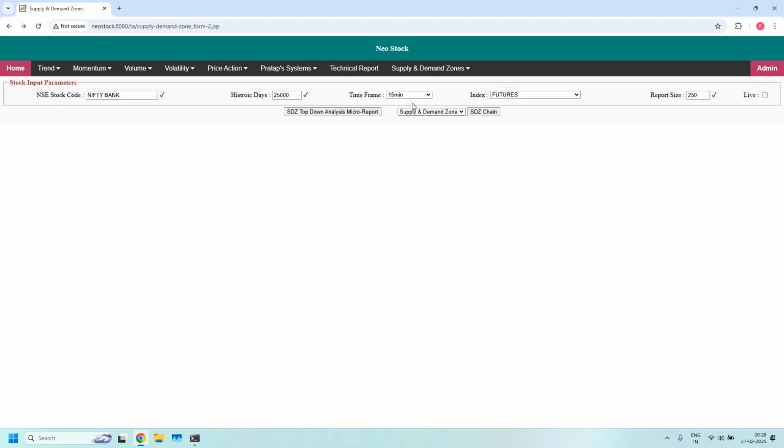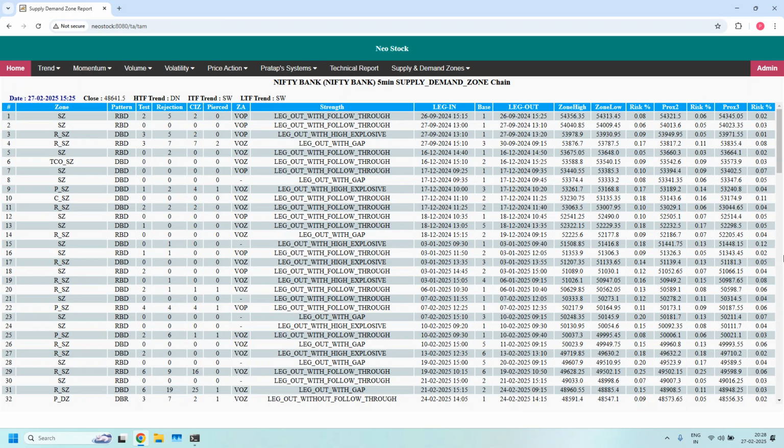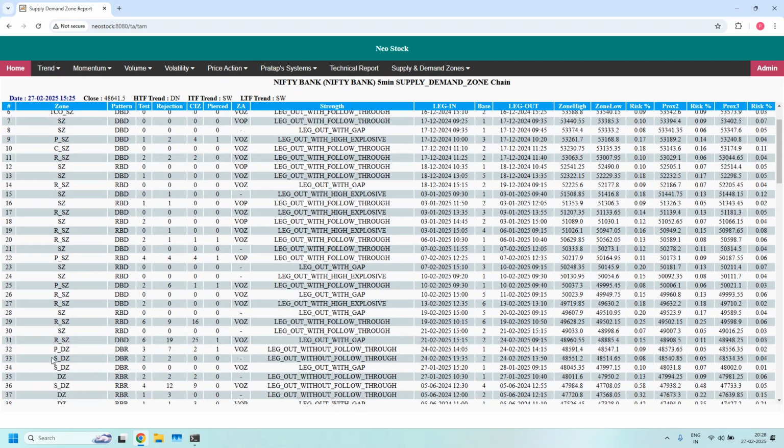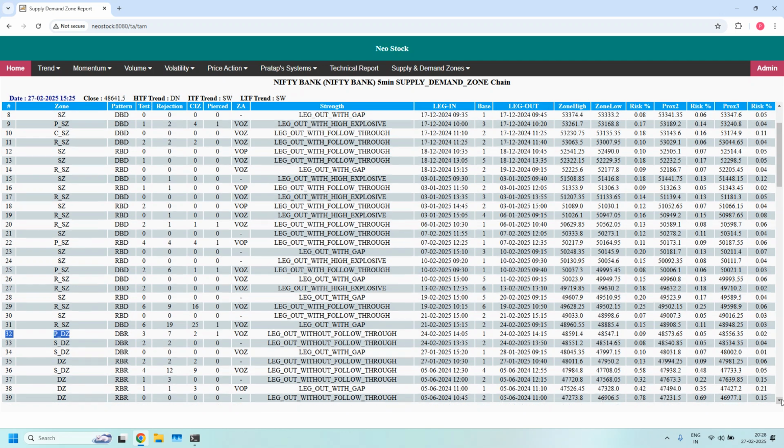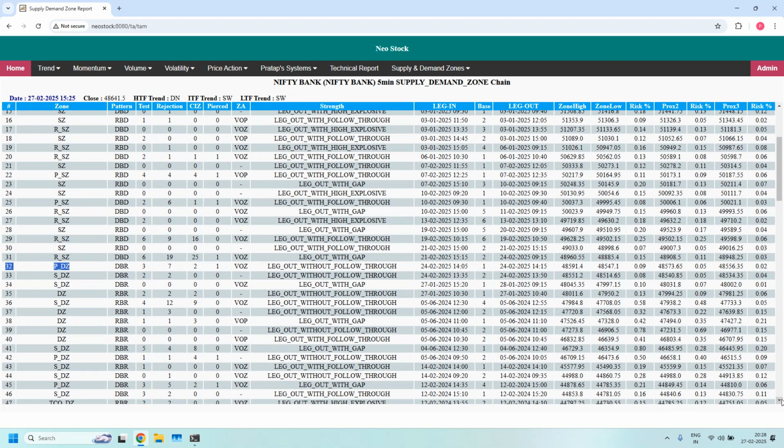Next, 5 minutes supply demand zone chain for Bank Nifty. All these are supply zones. 32 is the nearest demand zone to the current closing price, a pierced demand zone.